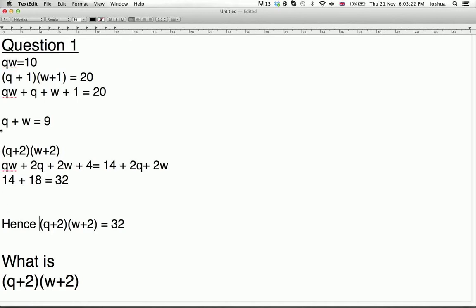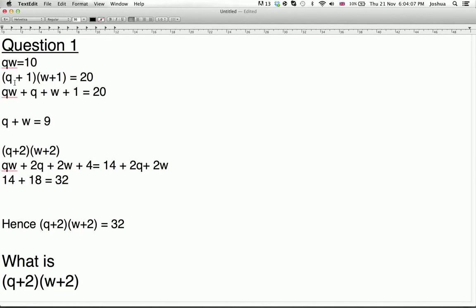Okay, guys, I've done this question. I've gone through it with you. I looked through my notes that I did last year, several months ago. Now I'm going to actually go through what the mark scheme says. Solutions, page 29. It says if QW equals 10, Q plus 1 times W plus 1 is equal to 20, what is the value of the solution? We are given two equations: QW is equal to 10, and Q plus 1 times W plus 1 is equal to 20.